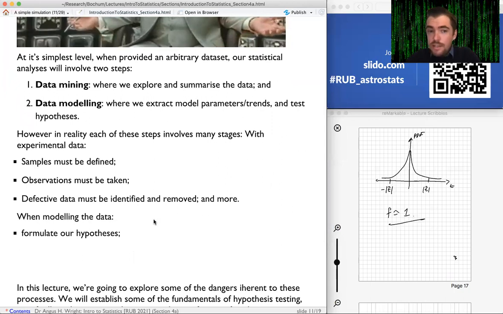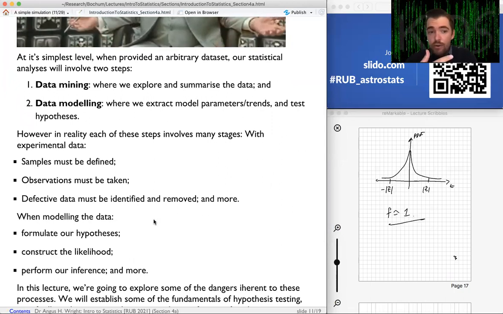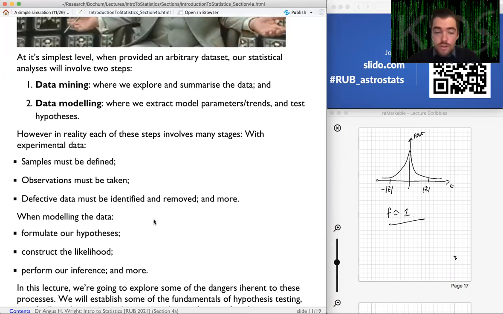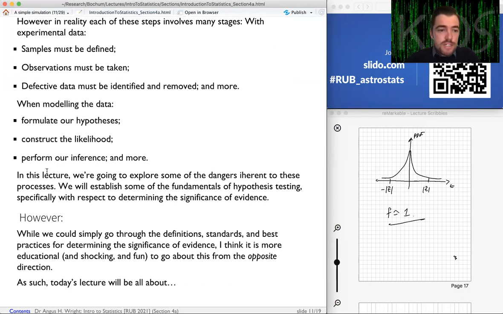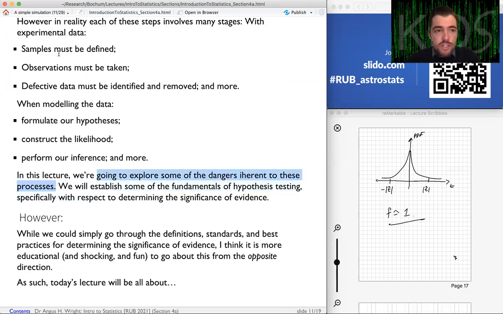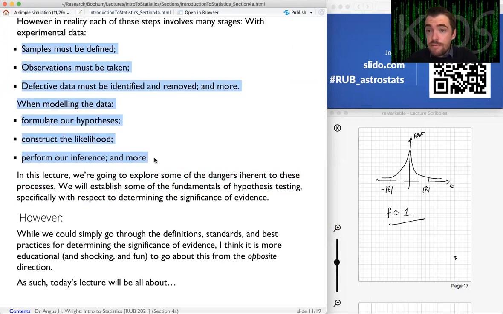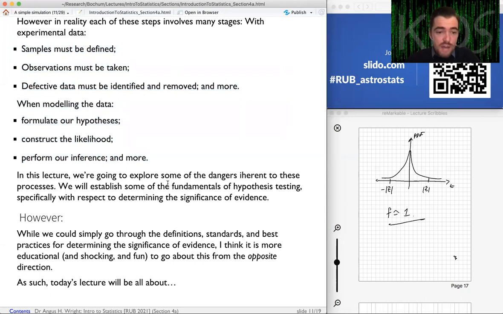When you're modeling, you have to formulate a hypothesis, you have to construct your likelihood, we have to perform our inference, we have to decide how we're going to do our hypothesis testing, p-values or not, or whatever. And so what we're going to do for the remaining half of this lecture is explore some of the dangers that are inherent to all of these processes and how they can negatively affect the thing that we just spoke about with the p-value to be even more pathological than what we just saw.